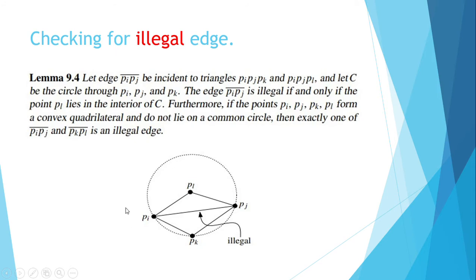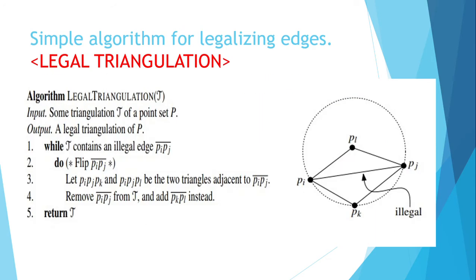Checking for an illegal edge. Assume that pi pj is an edge after the triangulation, and pk is an inserted point. If we consider a circle through the points pi, pk and pj, and there exists another point pl inside the circle, it means that the edge pi pj is illegal. This is the actual thing of checking an illegal edge. This is how you check an illegal edge. This is proved by Lemma 9.4. This is the algorithm for it.